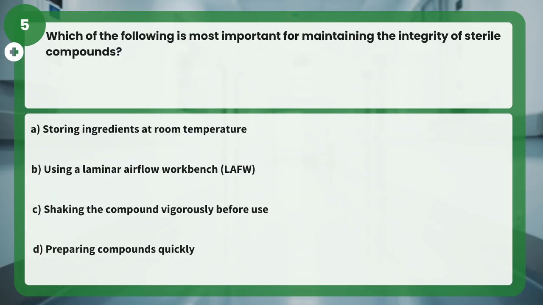Question 5. Which of the following is most important for maintaining the integrity of sterile compounds? A. Storing ingredients at room temperature. B. Using a laminar airflow workbench, LAFW. C. Shaking the compound vigorously before use. D. Preparing compounds quickly.